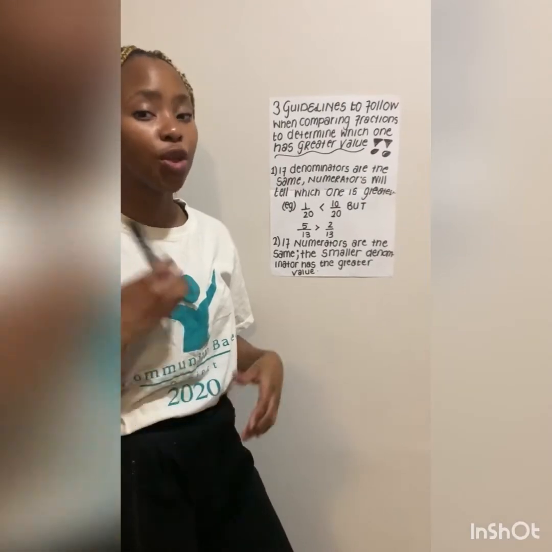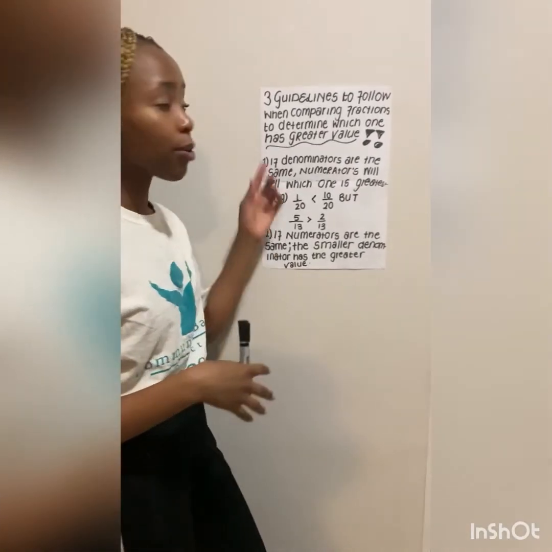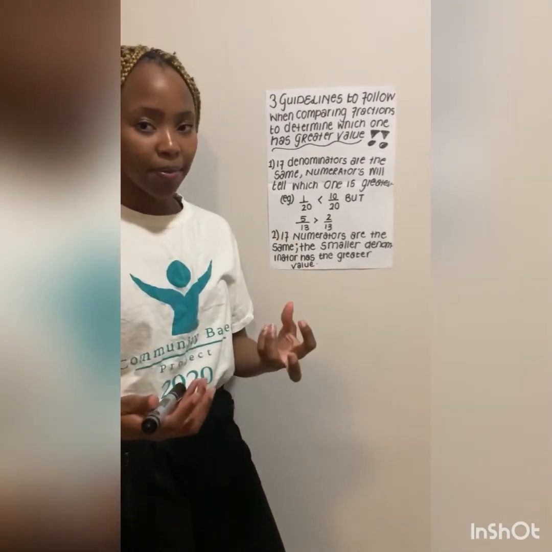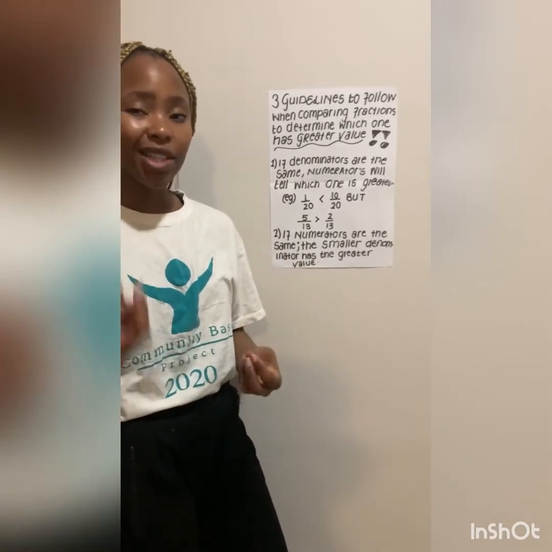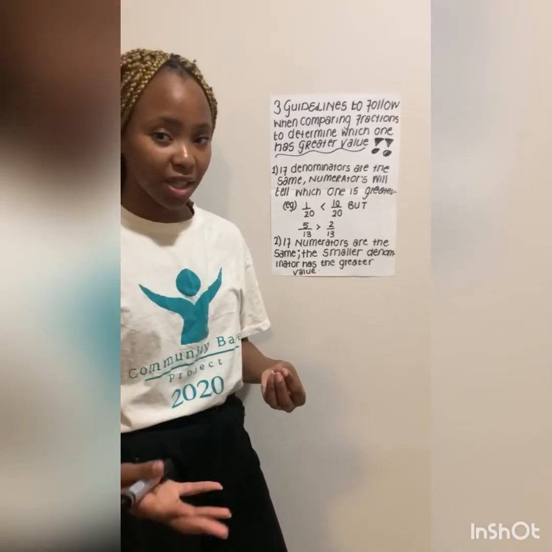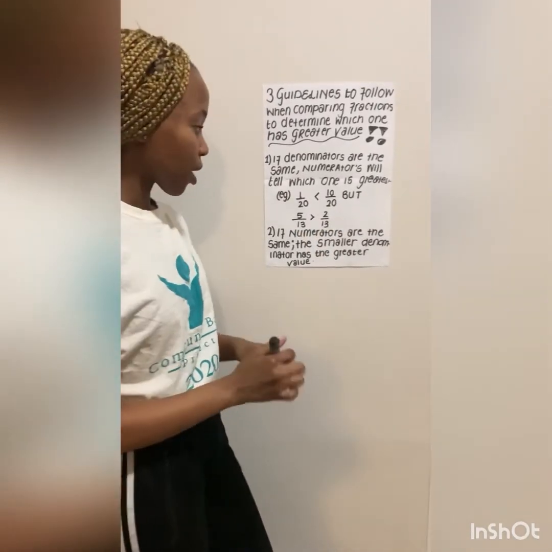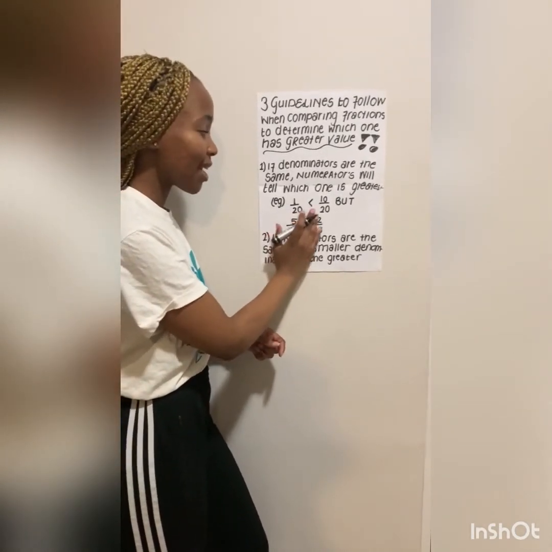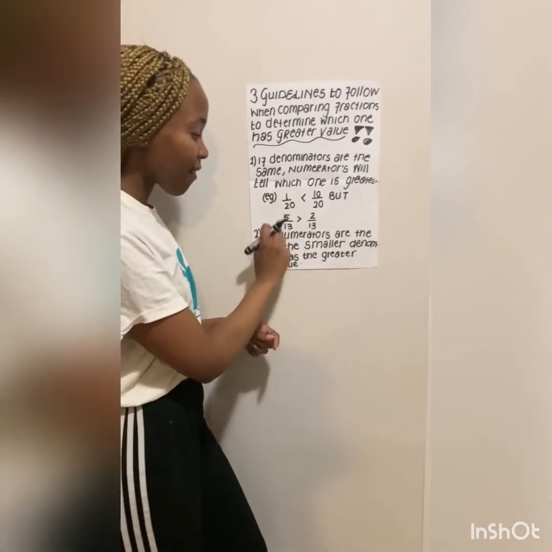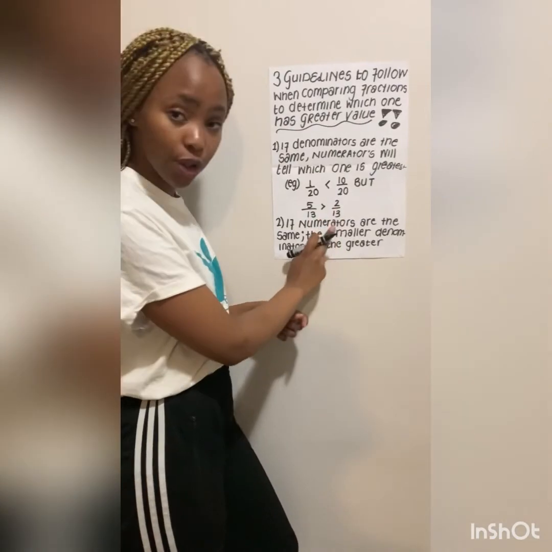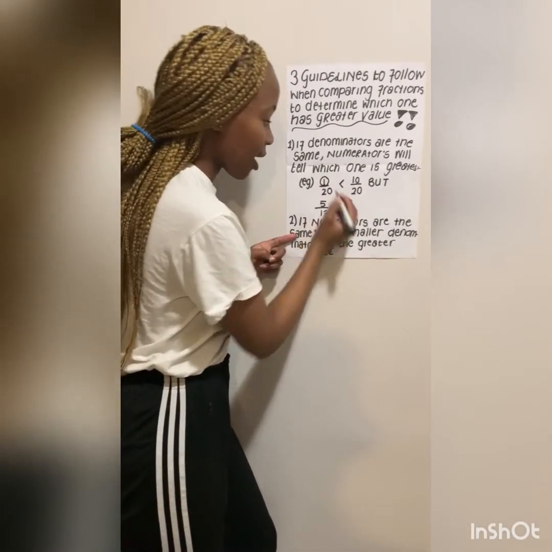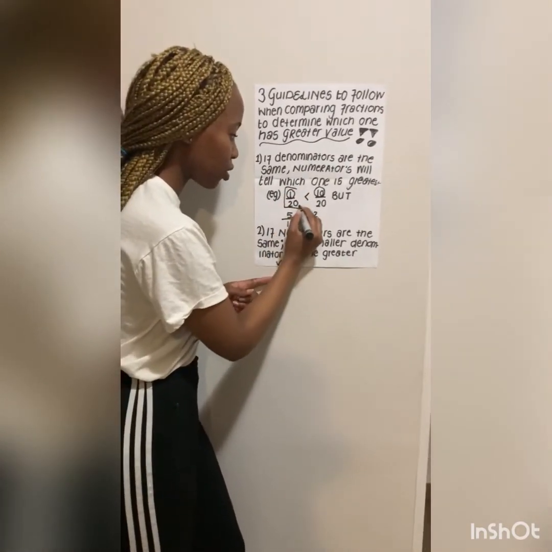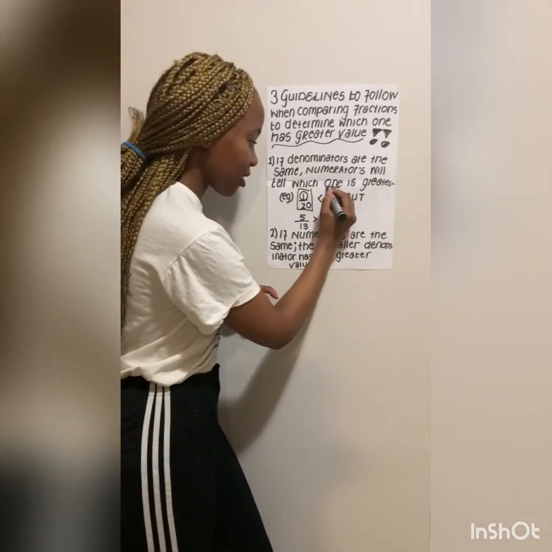As we carry on, we establish 3 fundamental guidelines to follow when comparing fractions. The very first guide is, if the denominators are the same, then we rather look at the numerator. The fraction with the larger numerator is the fraction that is greater than the other fraction. Okay, for example, we have 1 over 20 and we have 10 over 20. 1 over 20 is less than 10 over 20. Why? The numerator 1 is less than the numerator 10. Therefore, the entire fraction will be less than this fraction.